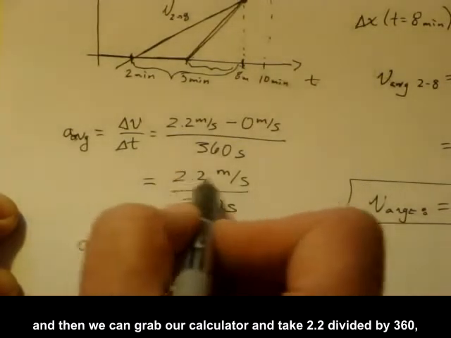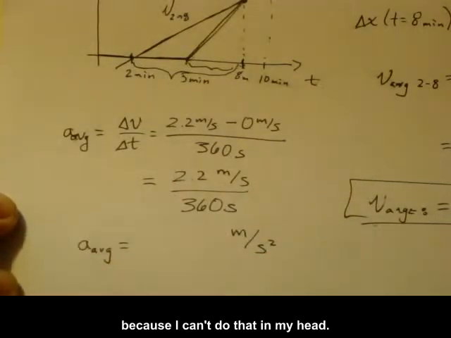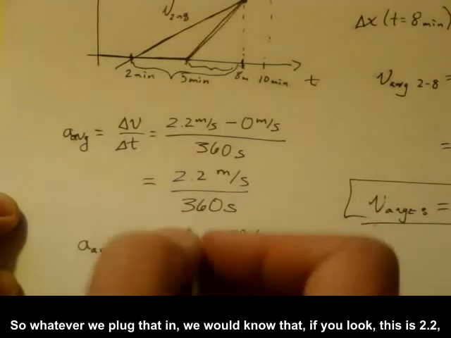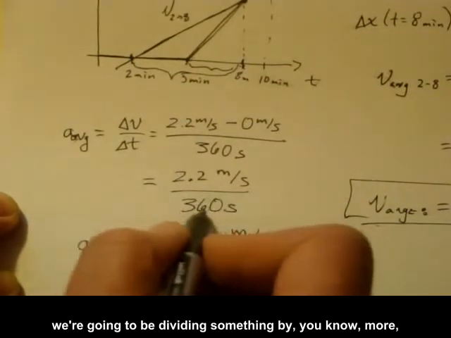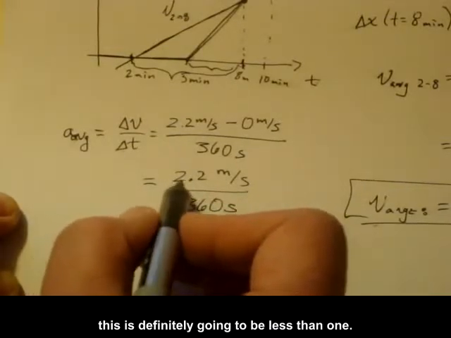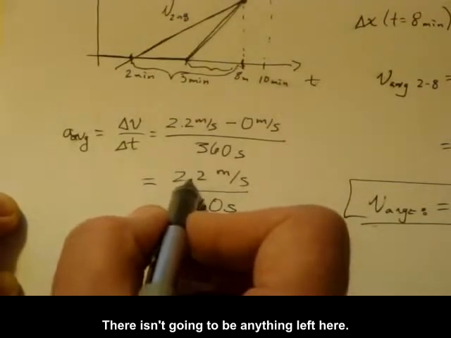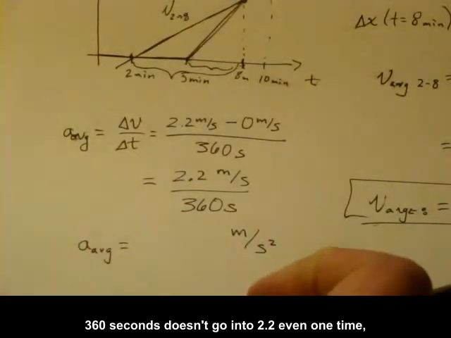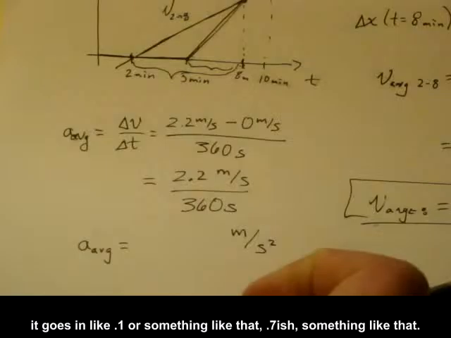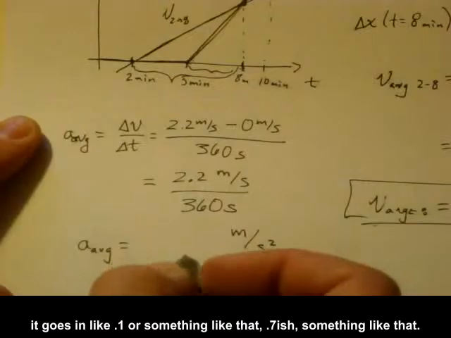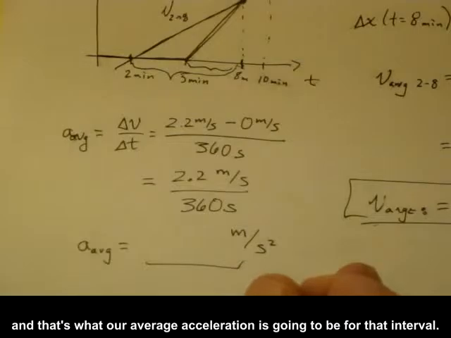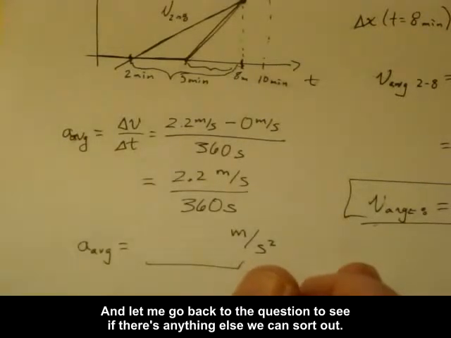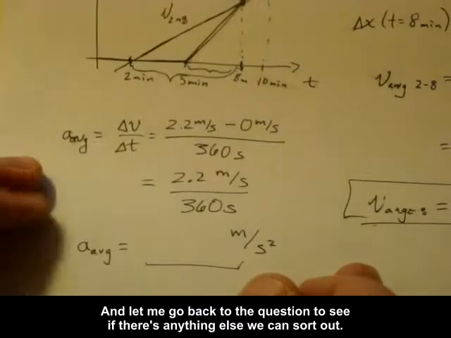And then we could grab our calculator and take 2.2 divided by 360, because I can't do that in my head. If you look, this is 2.2, and we're going to be dividing by something much larger. This is definitely going to be less than 1, right? 360 seconds doesn't go into 2.2 even one time. It's something like 0.007, or something like that. And so we can figure that out, and that's what our average acceleration is going to be for that interval. And let me go back to the question to see if there's anything else we can sort out.